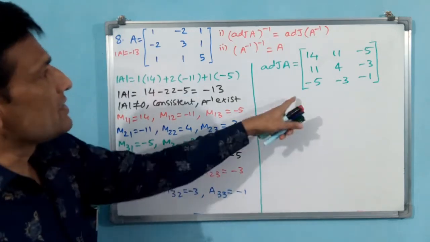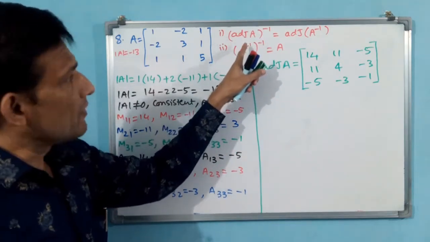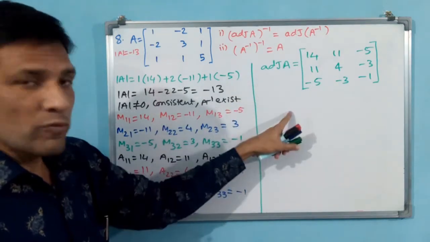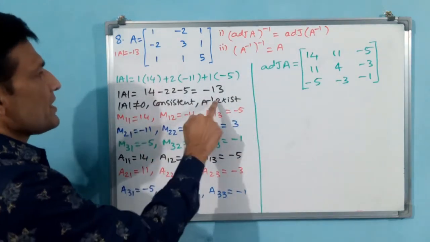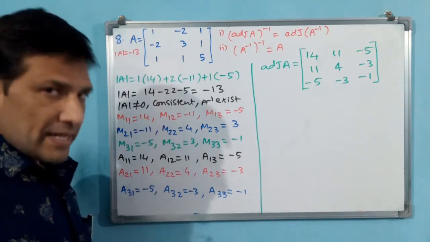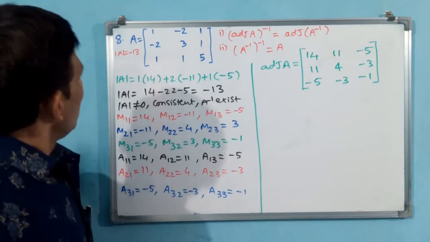Now you see adjoint A has come. Now adjoint A inverse we have to find. But rather than that, first we will find A inverse. Why? Because A inverse also we want. A inverse now we can find, because determinant A is there, minus 13, adjoint A is there. First A inverse will come. Let us write A inverse. This A inverse also we have to write on top.